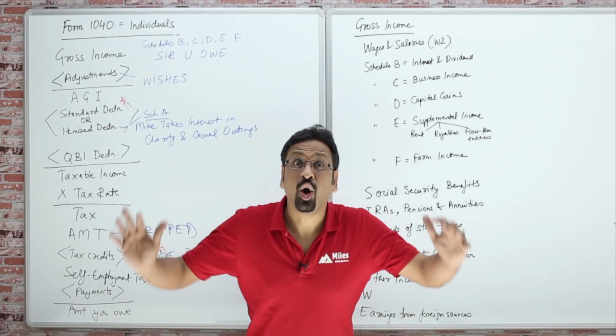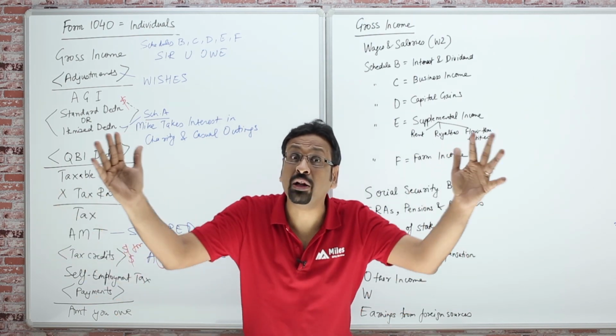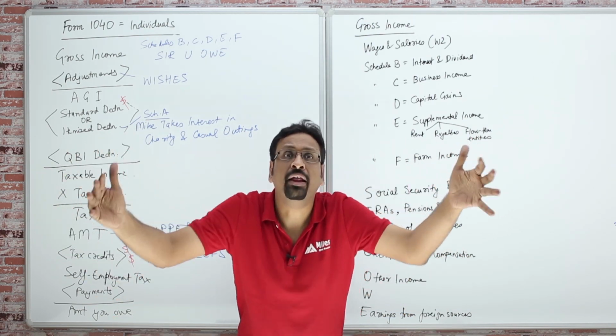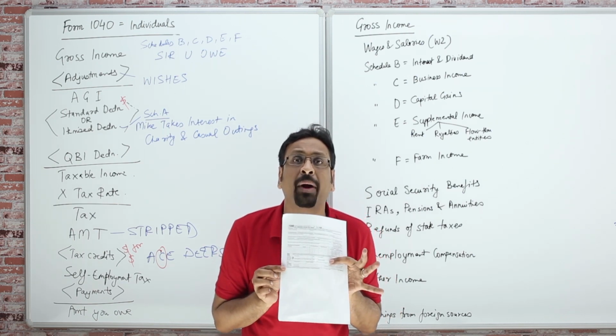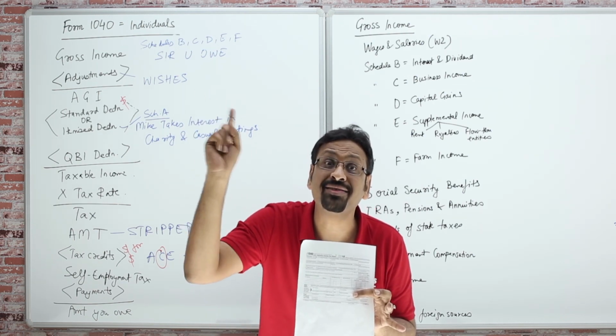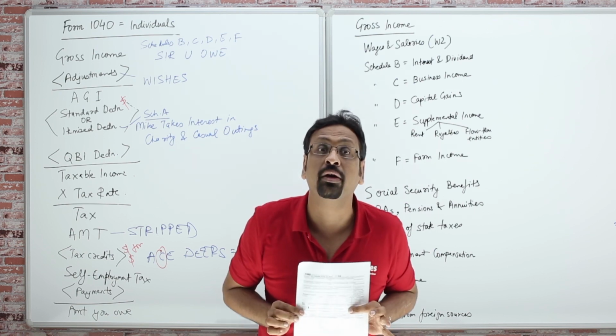We'll now look at gross income. All the money, all the income that you've earned during the year, which goes into your form 1040. Uncle Sam wants to know all about it.